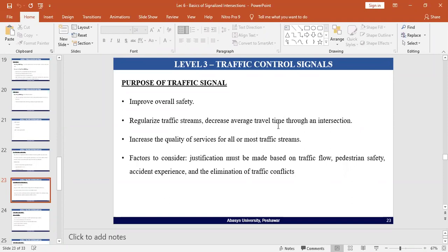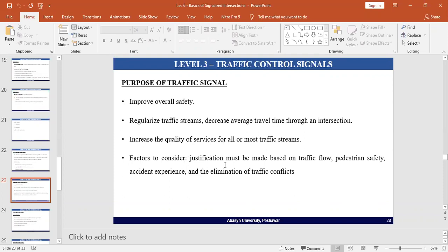Because everyone will get their own turn to move through that intersection. Without intersection signal control, there will be haphazard movement, and that almost always leads towards a traffic jam. So when there is a traffic jam, travel time will increase. Signals increase the quality of service for all or most traffic streams.